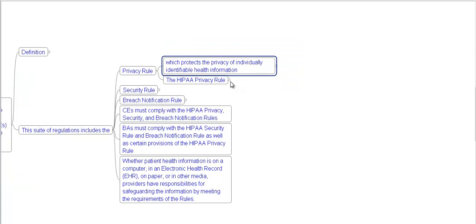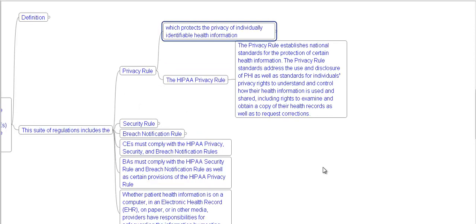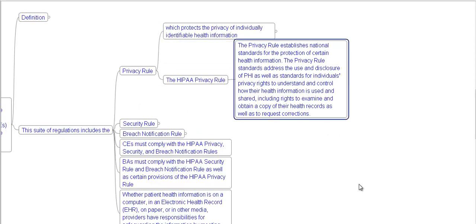HIPAA privacy rules. The privacy rule establishes national standards for the protection of certain health information. The privacy rule standards address the use and disclosure of protected health information, as well as standards for individuals' privacy rights to understand and control how their health information is used and shared, including rights to examine and obtain a copy of their health records as well as to request correction.